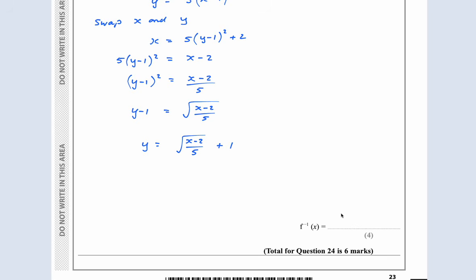And then we can write it like this. You can write it as 1 plus this if you prefer. 1 plus the square root of (x minus 2) over 5.